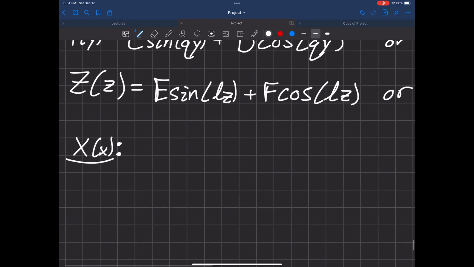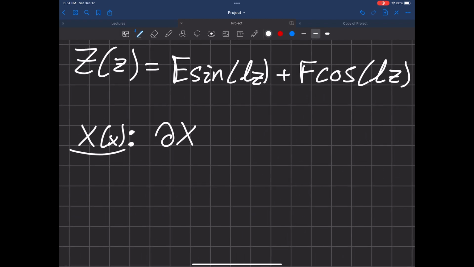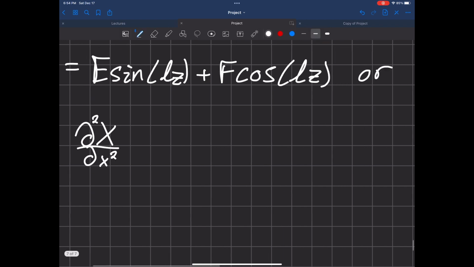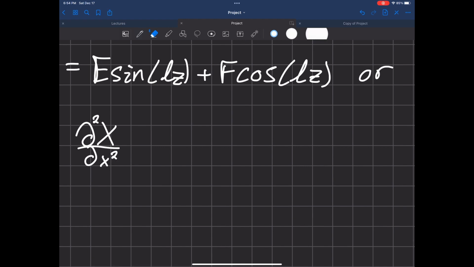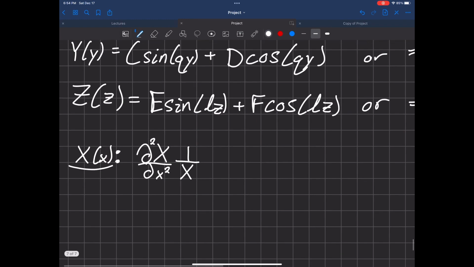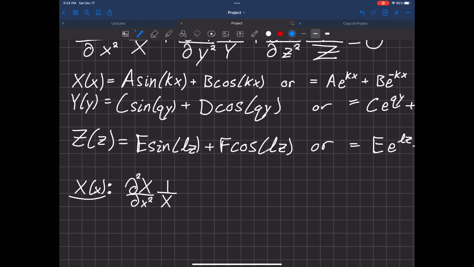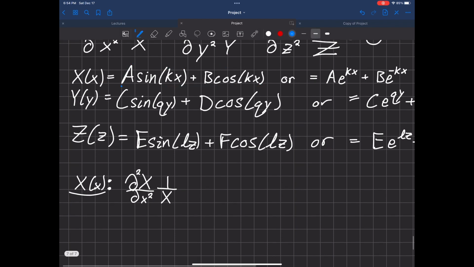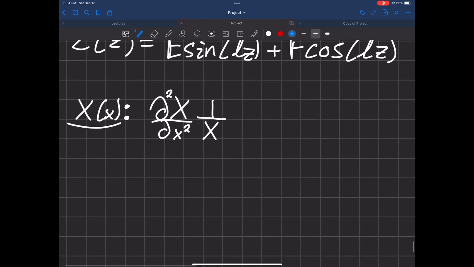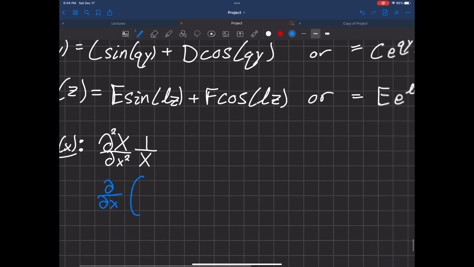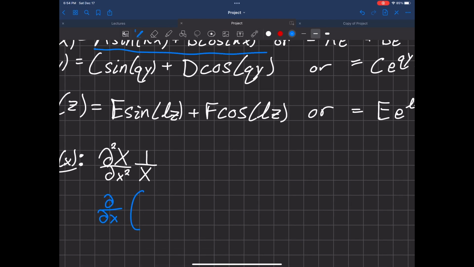Okay, so X of x, what we're going to do is del squared big X over del little x squared. I've been forgetting this throughout the video, that's my bad. This little squared term. And then we're going to divide it by itself, right? By big X. All right. So when we do that, let's start off with the a sine kx bit. What we're going to have is the derivative of, I'm just going to do the derivative of this part in my head.